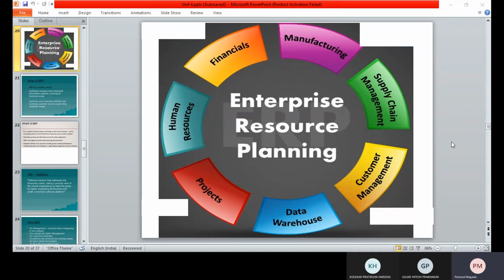So just write down these 2 points. ERP is nothing but, you can write first and second in short. First, in case of the ERP, it covers all the information related to functional areas. And second, it is going to increase the customer service with a single click.